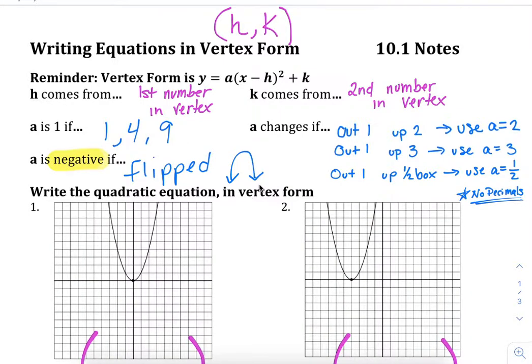First of all, HK has and always will be our vertex. So the first number in the vertex is the H. The second number in the vertex is the K. Make sure you remember that whatever the sign is here, the formula is X minus H. So if you see a minus sign, that means your H is positive. If your H was a negative, then this sign would be a positive. So they have to be opposites. Keep that in mind, okay?